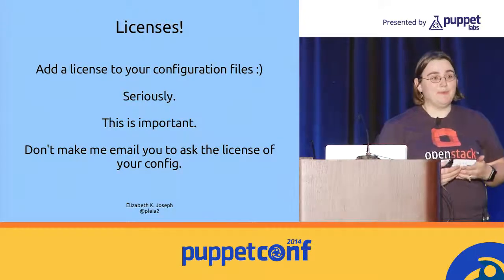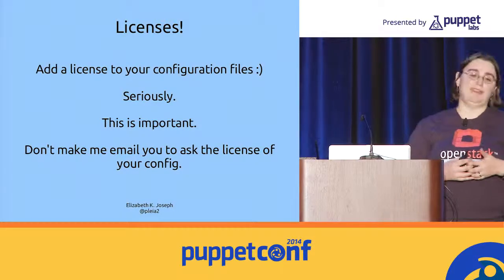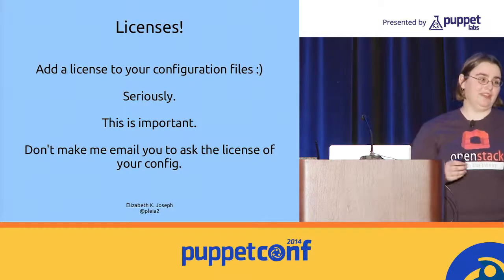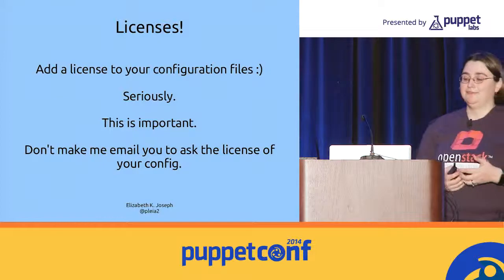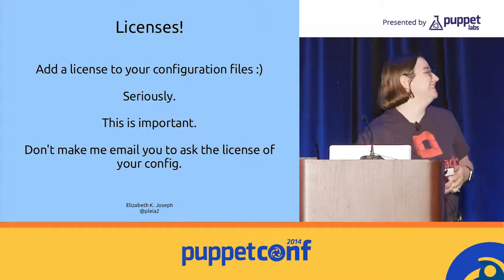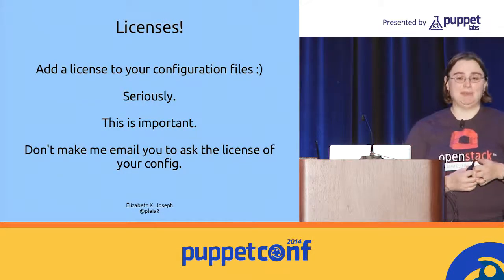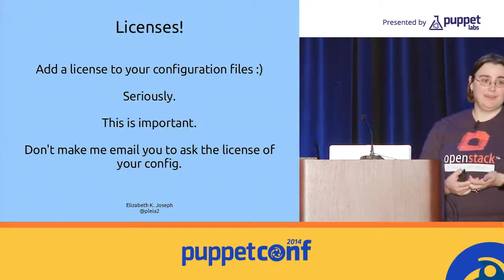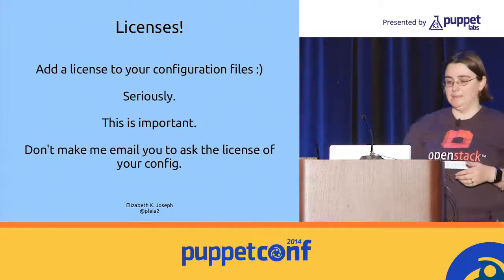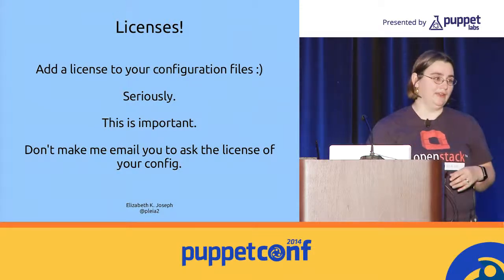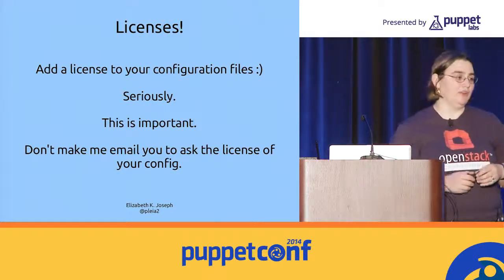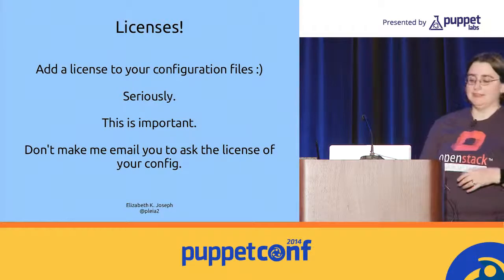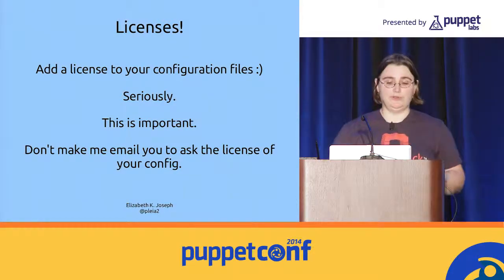And every single time I've emailed someone, they've said, oh yeah, it's open source, it's GPL, it's Apache, whatever. And I'm like, okay, that's fine, but don't make me email you. So I highly recommend putting licenses on things. And it's not something we're necessarily used to as systems administrators, so it takes some practice. You can either put a license header in every file, or you can just ship it with your code repository that the license is whatever the license is. But important, so I don't have to email you.